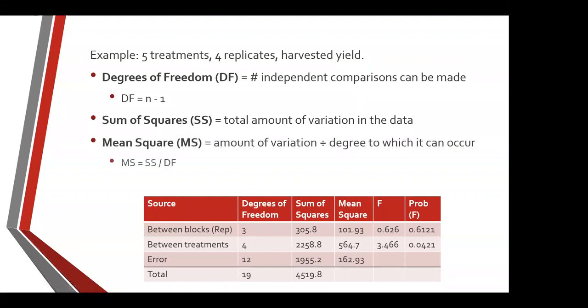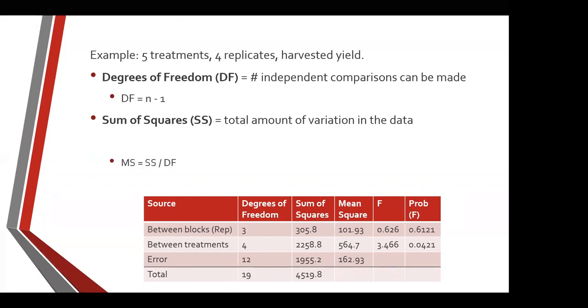Next column then is the mean square. And so that's the sum of squares divided by degrees of freedom. So really we're taking the total amount of variation that we have from that source and dividing it by the degree to which it can occur.